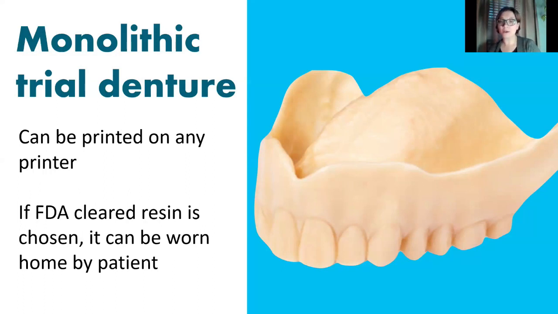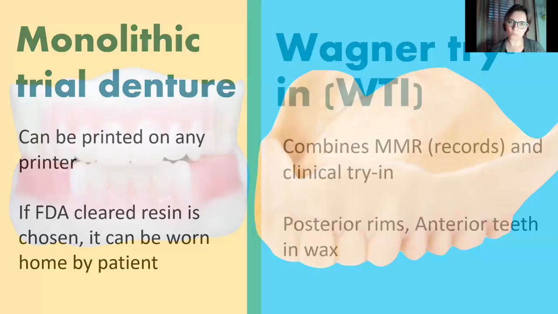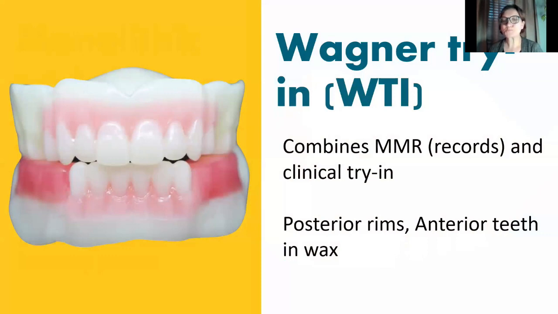They can not only evaluate the aesthetics, but they can actually wear this home and they can try to eat with it. So now we can evaluate not only aesthetics and speech, but also function. They can try to chew with it, speak with it, and they can show whoever they want. So they can wear it to work and show their colleagues. They can wear it to their kid's house and get their opinions. And so it's a really great opportunity to truly see how this is going to fit and function, rather than that very short wax tooth try-in appointment we do.